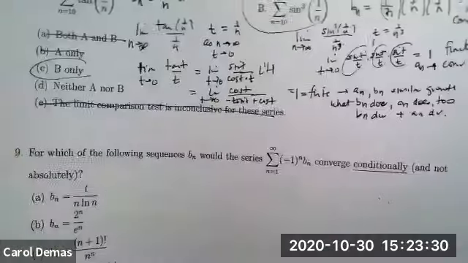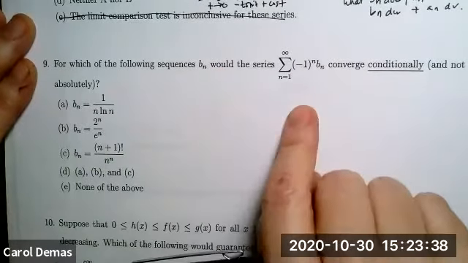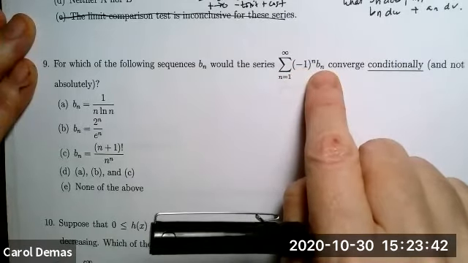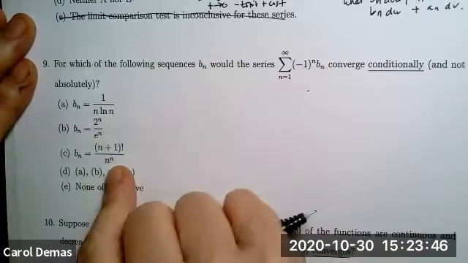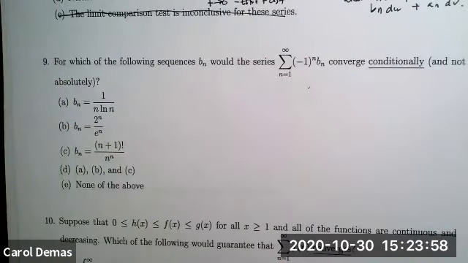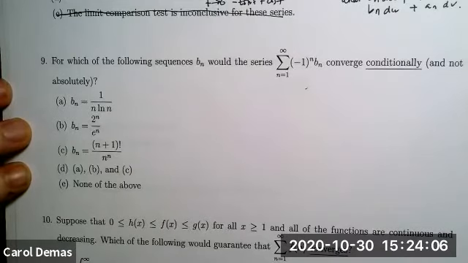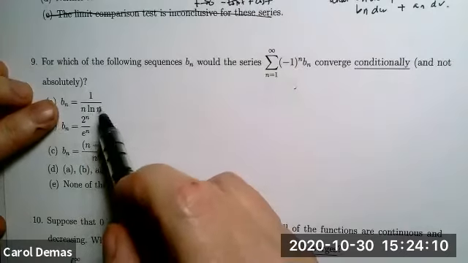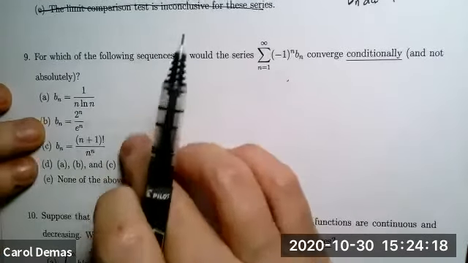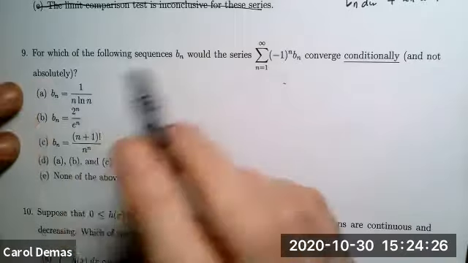All right, are we ready for number 9? Which of these Bn would give conditional convergence? That means when we've got the alternating series, it converges by AST, but when you look at the absolute value, just the Bn part, it diverges. Well, if we know that these functions are decreasing, and the limit as n goes to infinity is 0, and they're positive terms, we know that AST will give us convergence. So we just need to look at these series.